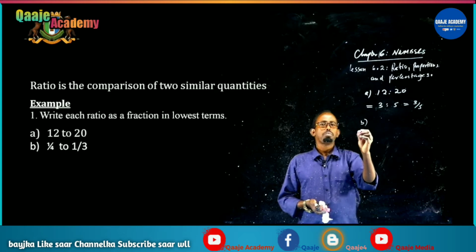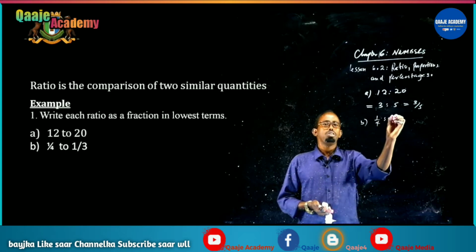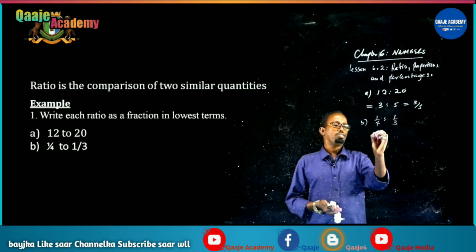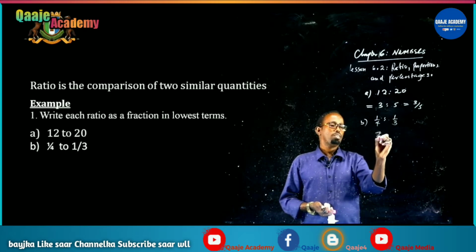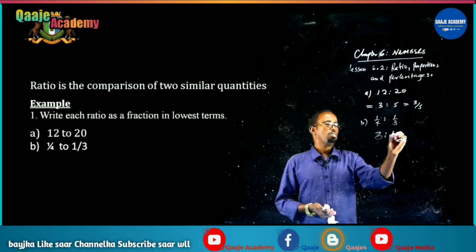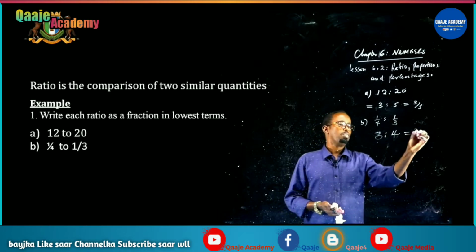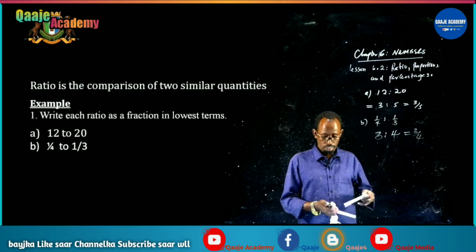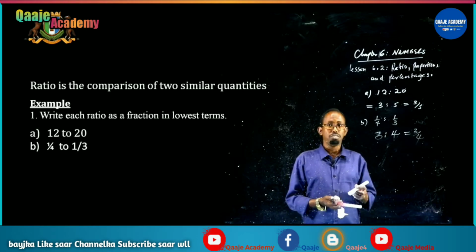B is 1 over 4 to 1 over 3. Multiply both sides by the LCM. You get 3 on this side, and on this side you get 4. The fraction form will be 3 divided by 4.